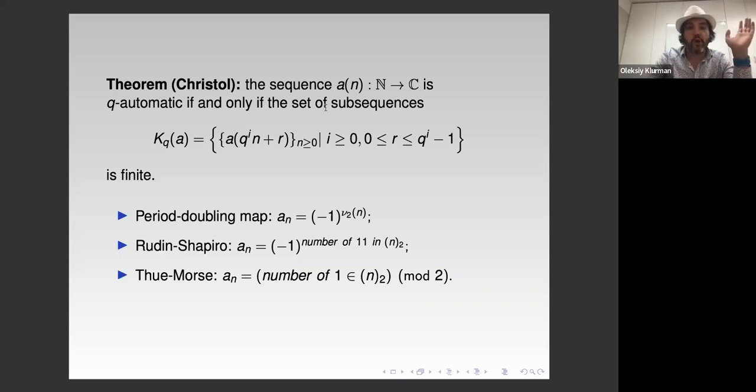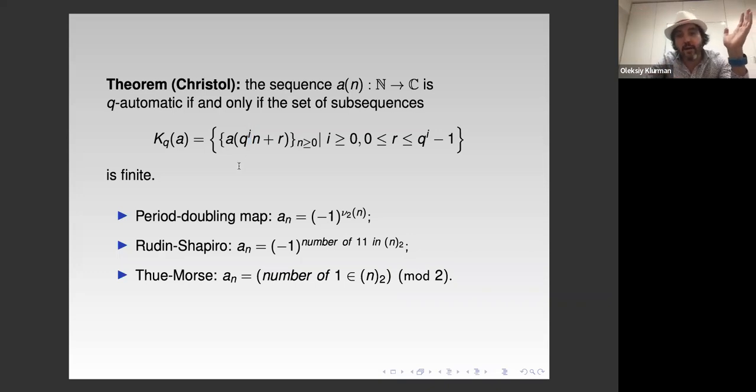So what is the q-kernel? You take your favorite r, you take your favorite i, and you look at subsequences of indices of the form q^i n + r, where r ranges over remainders modulo q^i. If you look at all these subsequences, and there are only finitely many distinct ones of them, then such a sequence is automatic.